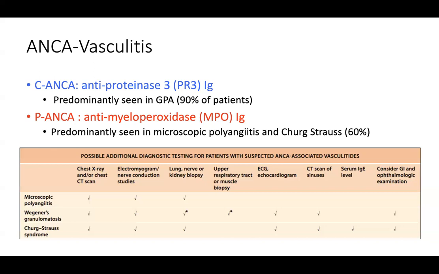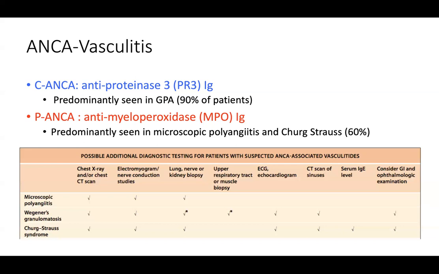And when you're starting to look at microscopic polyangiitis, you usually don't have to do further workup with respiratory tract or muscle biopsy or echocardiograms or CT scans of the sinuses. But when you're moving on into Wegener's granulomatosis or GPA or Churg-Strauss, you're going to actually find that those are going to be pretty helpful. So you'll want to do an upper respiratory tract or muscle biopsy, potentially an EKG, CT scan of the sinuses for Wegener's or GPA, because it can affect the sinus tracts. The inflammation can really localize to those areas.